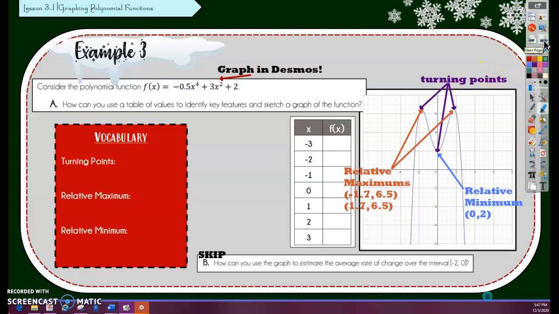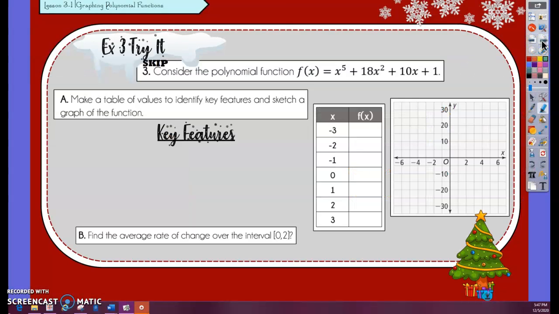For example 3, we recommend you skip part B and you actually also skip the try it, although you could graph that and look if it has any relative max or relative mins.